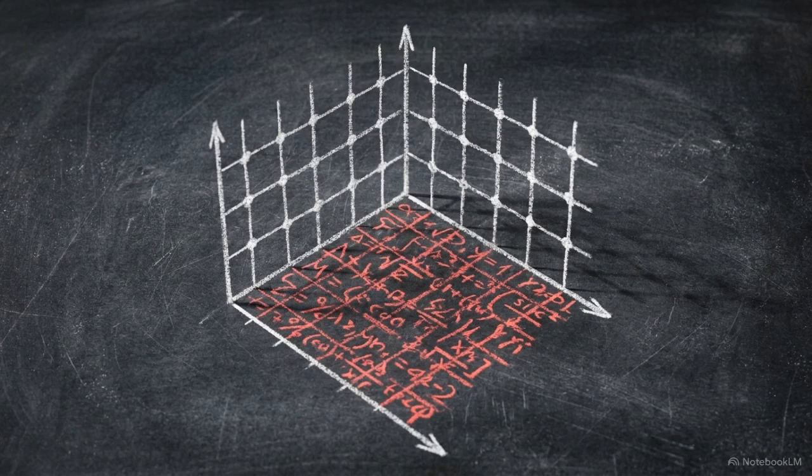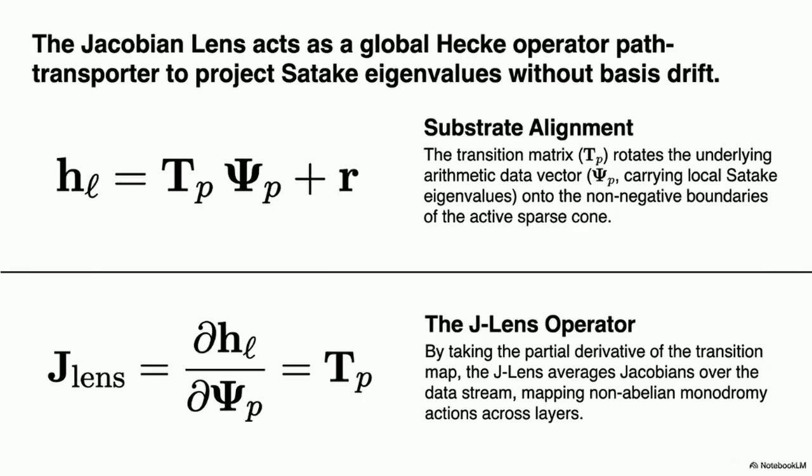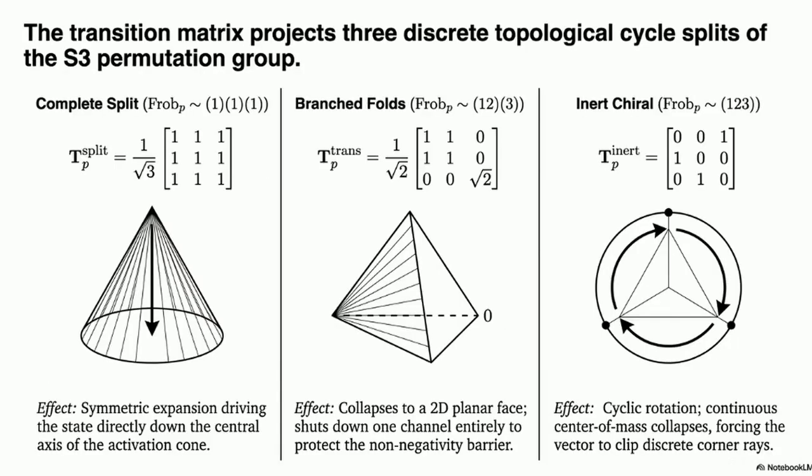inside this residual vector. To project raw Satake eigenvalues onto that active workspace without causing basis drift, the Jacobian lens utilizes this transition matrix, TP. Mapping the S3 permutation group shapes the geometry. The complete split matrix expands symmetrically down a 3D cone.